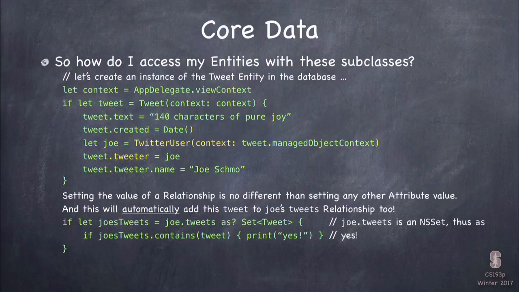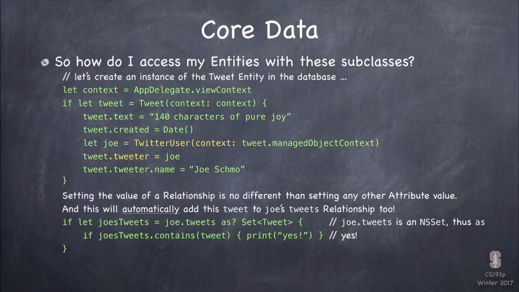And what's interesting about this is that when you set one side of a relationship, the other side gets updated automatically, 100% of the time. This is called maintaining the integrity of the database, okay? And core data always maintains database integrity. So when you change one side of a relationship, it changes the other.